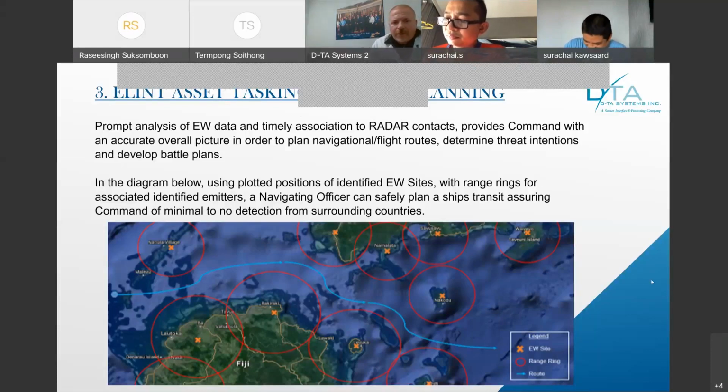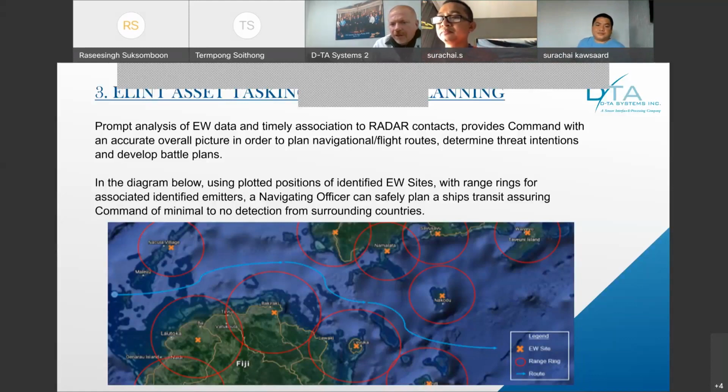So prompt analysis of EW data and timely association to radar contacts provides command with an accurate overall picture in order to plan navigational or flight routes, determine threat intentions, and develop battle plans. So the diagram below is used for plotted positions of identified early warning sites with range rings of the associated identified emitters. From here, a navigating officer can safely plan a ship's transit, assuring command of minimal to no detection from surrounding countries.